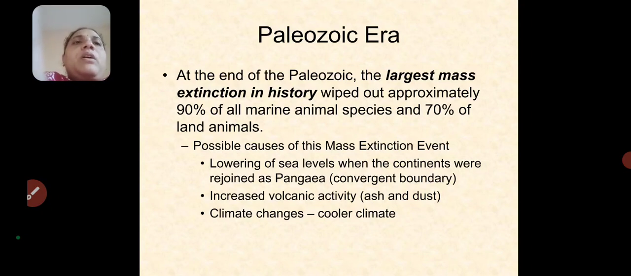So in the Paleozoic era, fishes, moss and ferns were formed. A few species were endangered or became extinct. Approximately 90% of the marine animals and 70% of the land animals became extinct in that particular period.